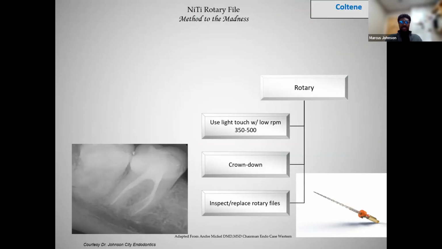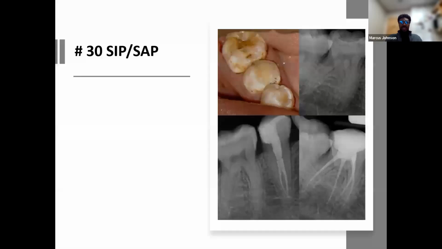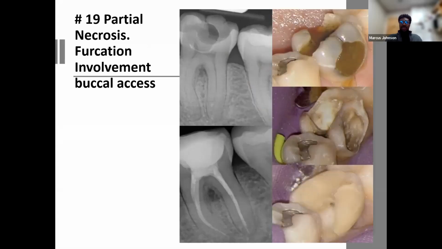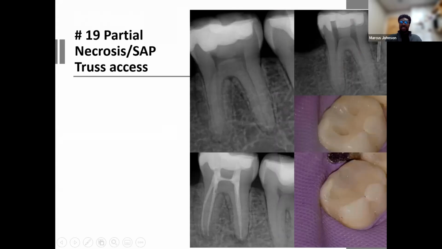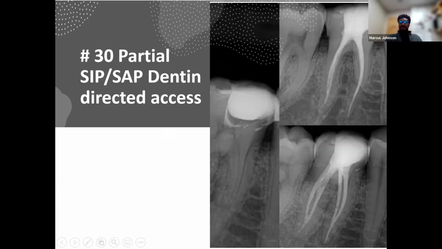Again, just some more cases. Buccal access, came in from the buccal here, restored the tooth. You can see a nice, probably, I don't know, 60-degree angle on that. There goes the truss access. Nice clean shapes. Restored the tooth.